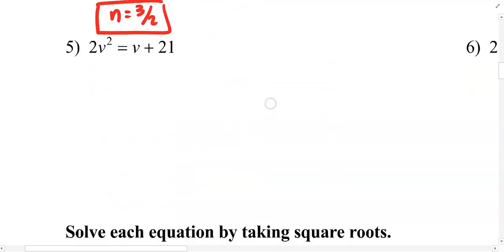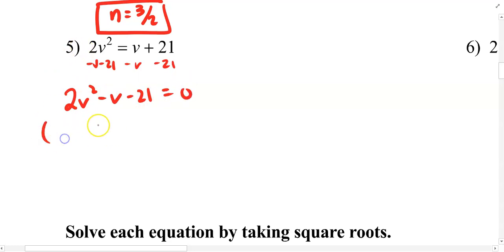In a problem like 5, before we can even try to solve this, we do have to make sure that the equation is set equal to 0. So I'm going to subtract v and subtract 21 from both sides. That way I've got all of my terms on the left-hand side, and more importantly, this first term remains positive. That makes it a little bit easier to solve.